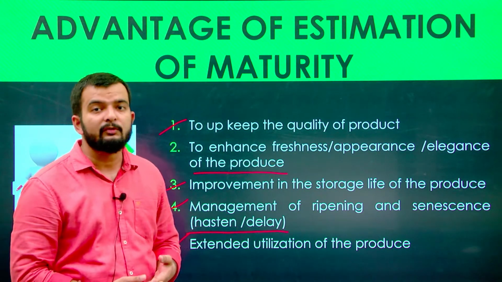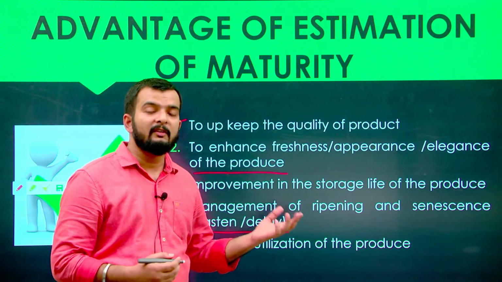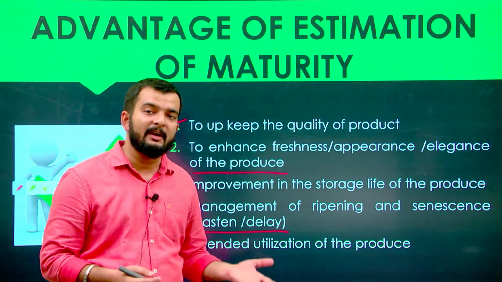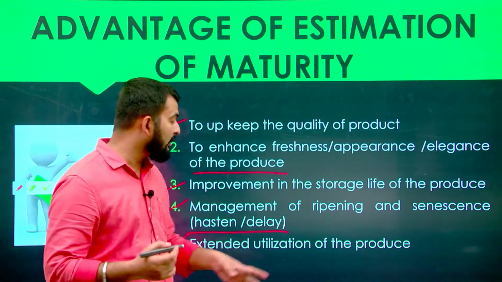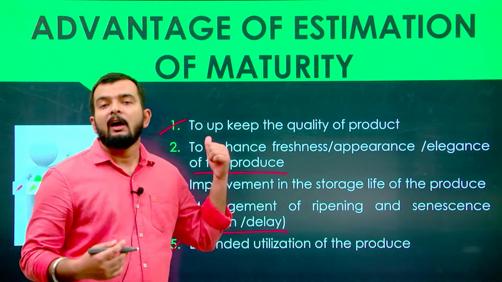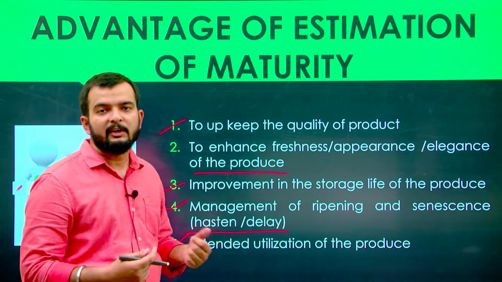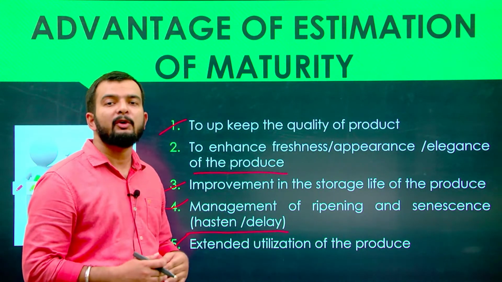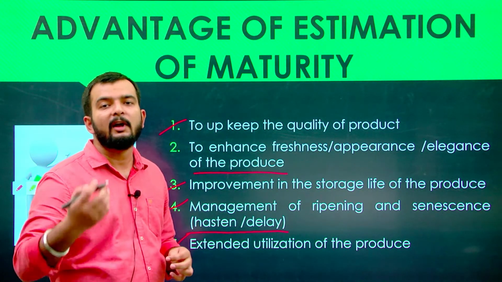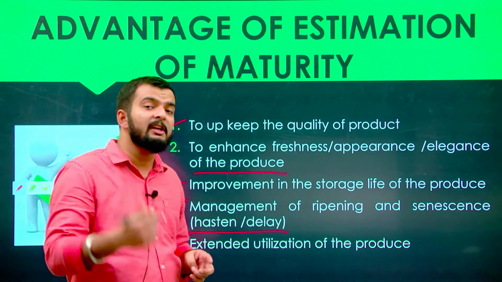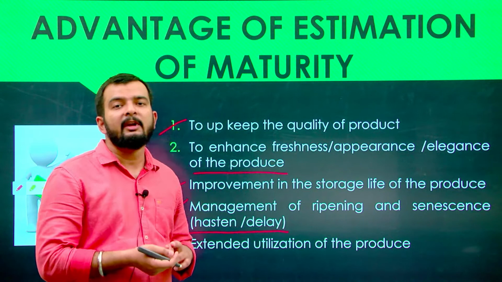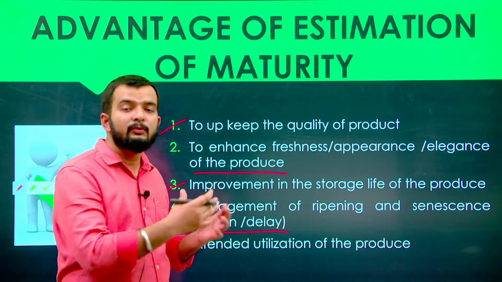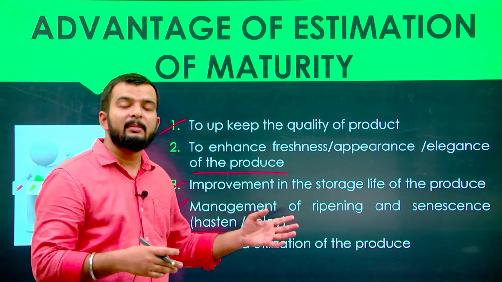And then extended utilization of the produce. Extended utilization of the produce means, suppose you have harvested your crop at a particular time and a time period after blooming. After that you can use this destructive or non-destructive test to identify if your produce is worth using or not, if the quality has degraded. Suppose you can measure the titrable acidity.